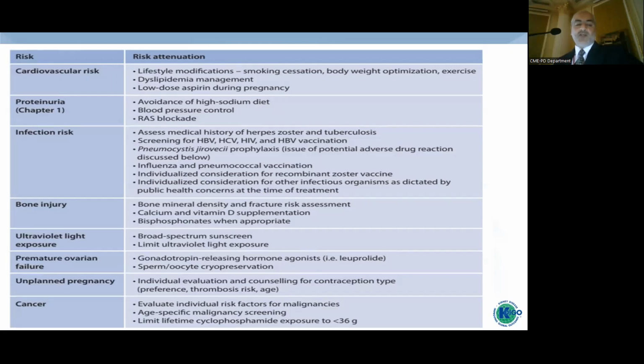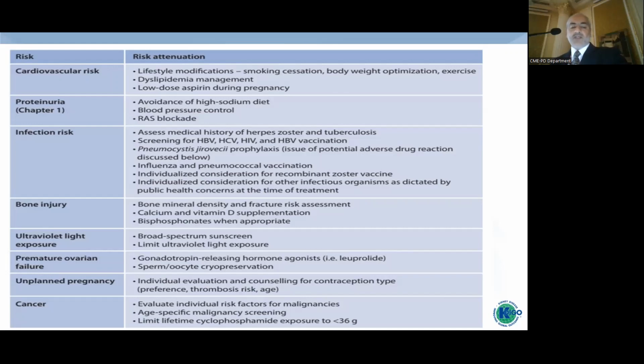Reducing ultraviolet exposure by using broad-spectrum sunscreens and limiting exposure to ultraviolet is important for skin protection. Premature ovarian failure is one of the important targets in young females, using gonadotropin-releasing hormone agonists and also sperm or oocyte cryopreservation for patients who are going to receive cyclophosphamide. Unplanned pregnancy should be avoided, and patients should be counseled properly with nephrologists and gynecologists to prevent or plan pregnancy according to the activity status of the disease course.